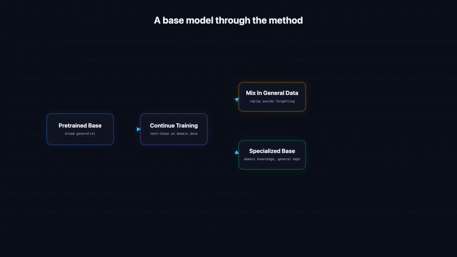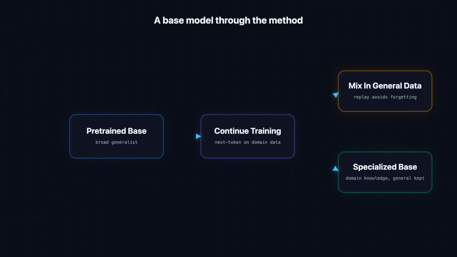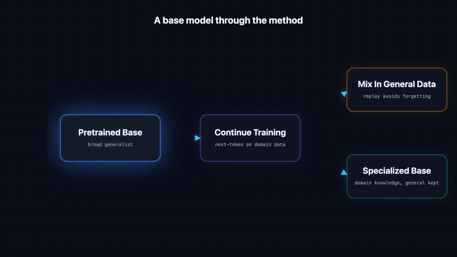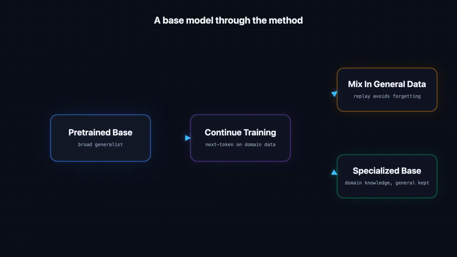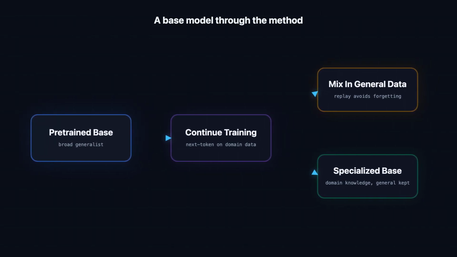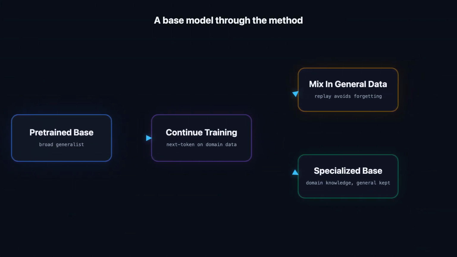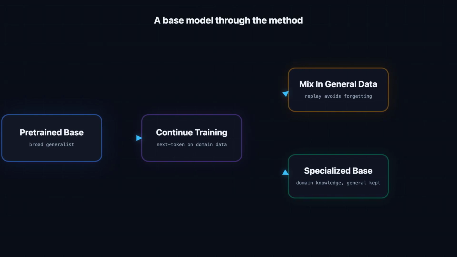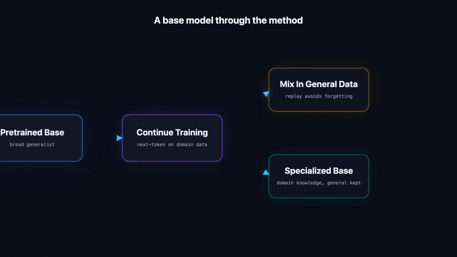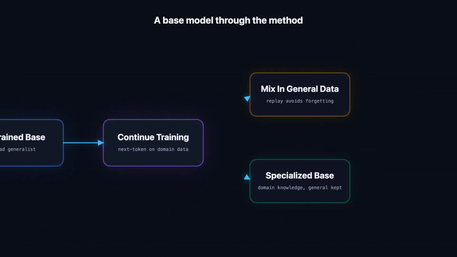To see how this actually works, follow one base model through the method, one stage at a time. We start with a pre-trained base model. It already reads and reasons broadly across everything it saw during its original training run. Think of it as a very capable generalist that simply hasn't specialized in your particular target domain yet, whether that's medicine, law, or code. Then we keep going with next token training, but now on new domain data.